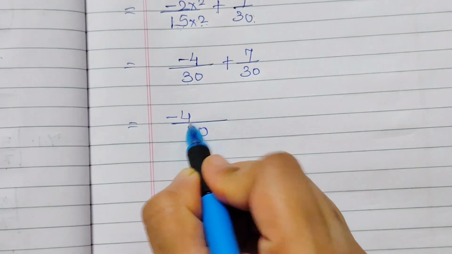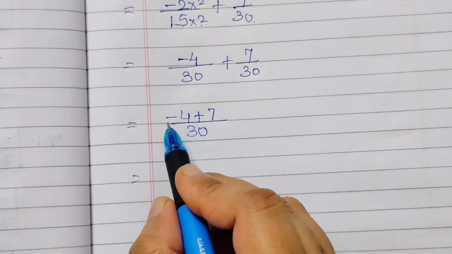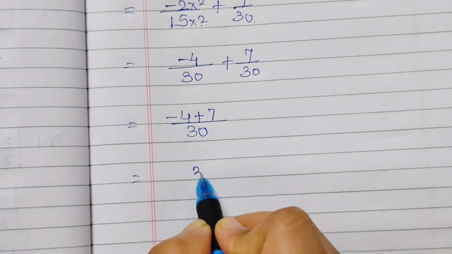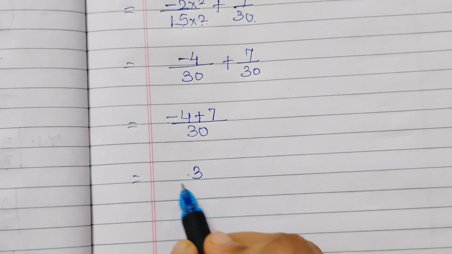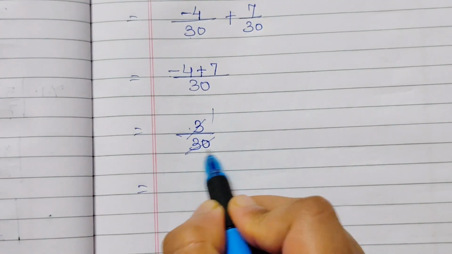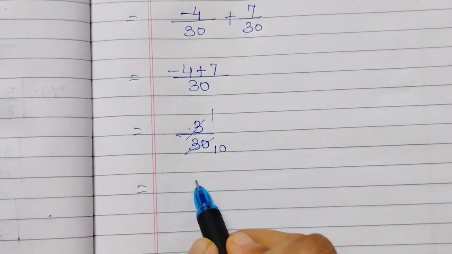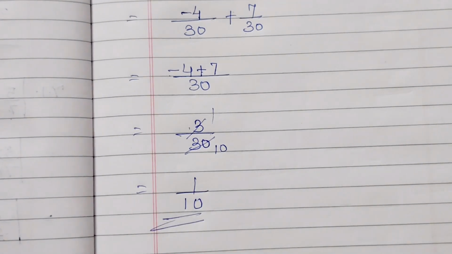Okay. Now I got the same denominators, 30 and 30, so I will write it in common. In the numerator I got minus 4 and plus 7. So now plus minus minus. So 7 minus 4 is 3. 7 is bigger, the sign of 7 is plus. So it will be plus 3 upon 30. Now 3 1s are 3, 3 10s are 30. We reduce like this. So what do I get? 1 upon 10. So this is the answer.